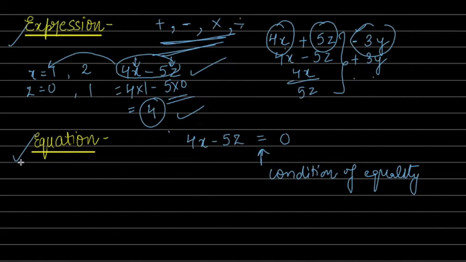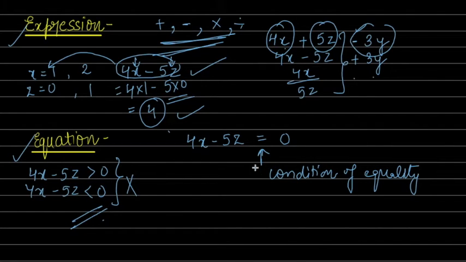And if I write 4x minus 5z greater than 0 or 4x minus 5z less than 0, then these are not equations. An equation will always have an equality sign, not less than or greater than. So these two are not equations. And an equation is formed when the mathematical expression on the left hand side is equal to the right hand side. They should have the same value, and at least one variable should be contained in the expression.